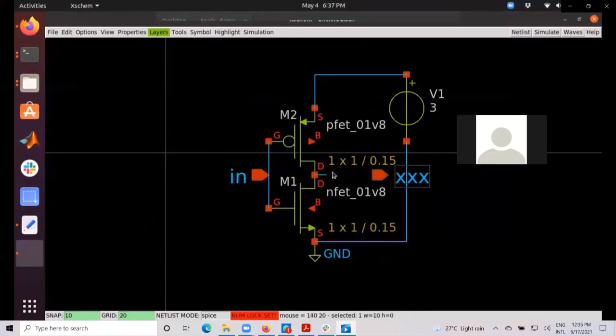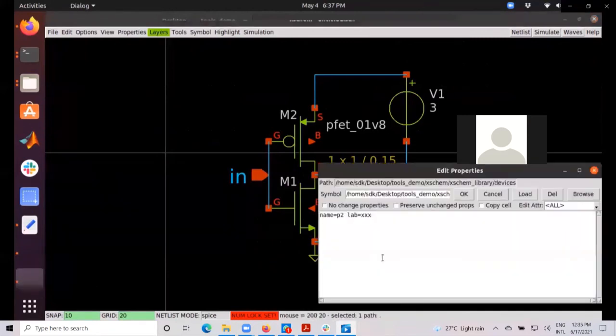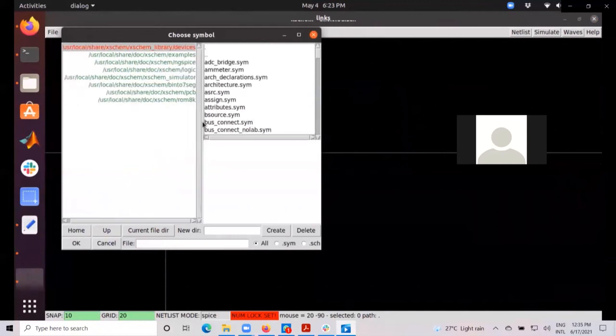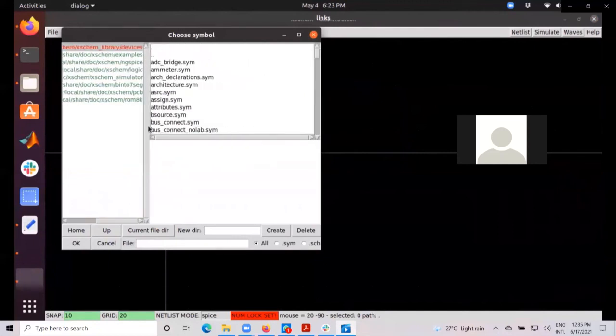And now I'll just connect it. So I'll just rename it with the out. The thing that we need to observe here is to insert anything. We do not have a library specific to 130 nanometer, SkyWater 130. These are all built-in examples.